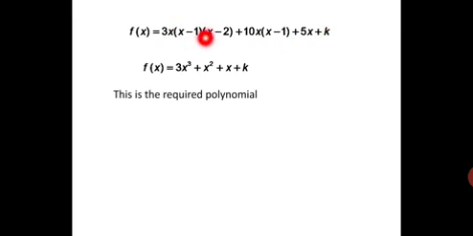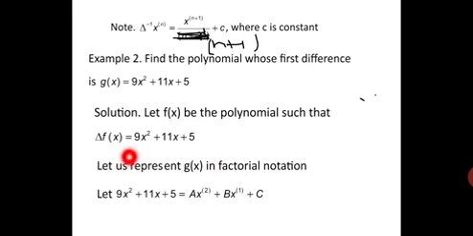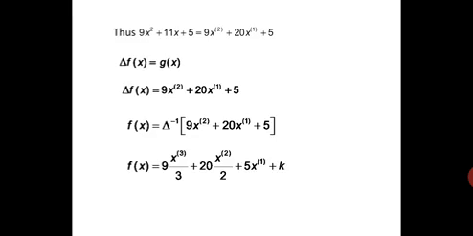If you simplify this, multiply this, if you do all the simplification, you will get 3x cube plus x square plus x plus k, which is the required polynomial, right? So by using that inverse factorial formula, we have found a polynomial, right?